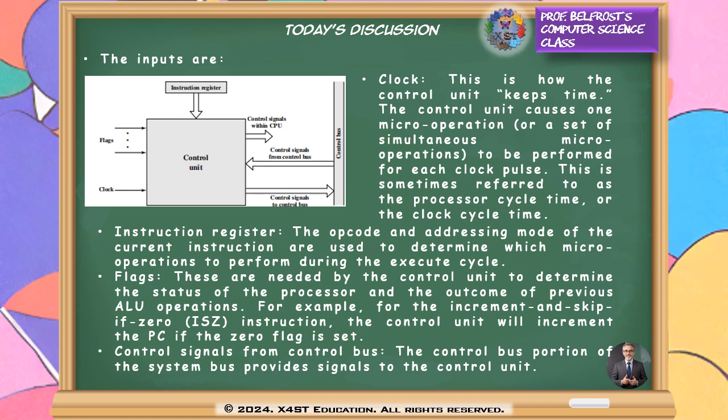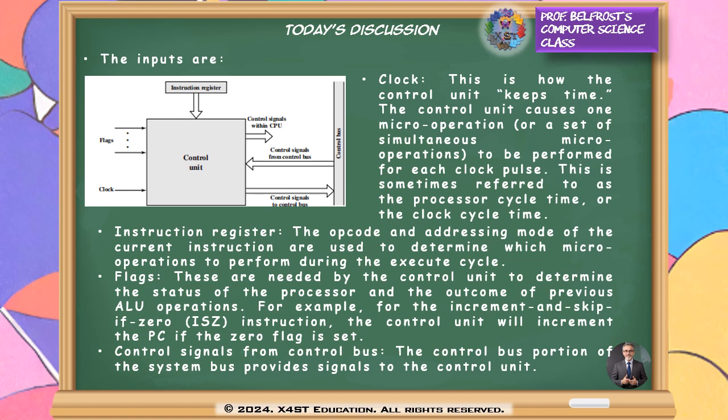The first input is the clock, which is how the control unit keeps time. The control unit causes one micro operation, or a set of simultaneous micro operations, to be performed for each clock pulse. This is sometimes referred to as the processor cycle time or the clock cycle time.